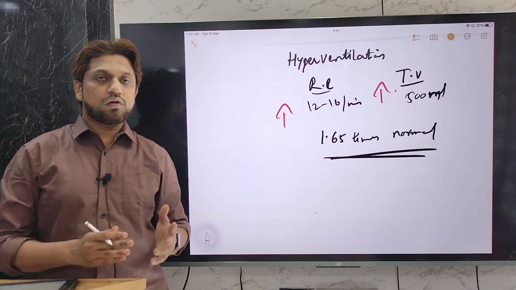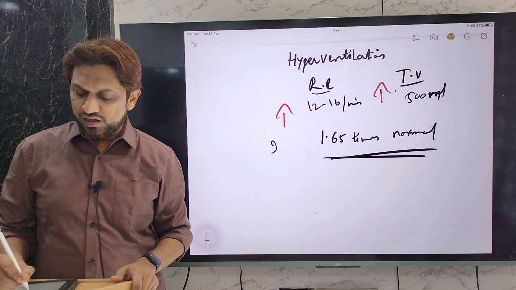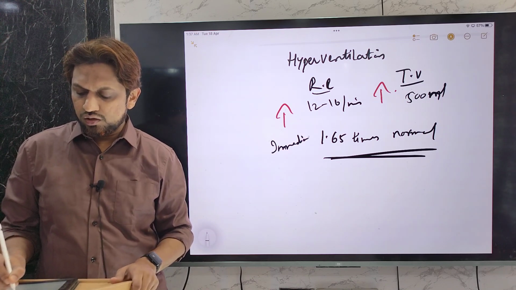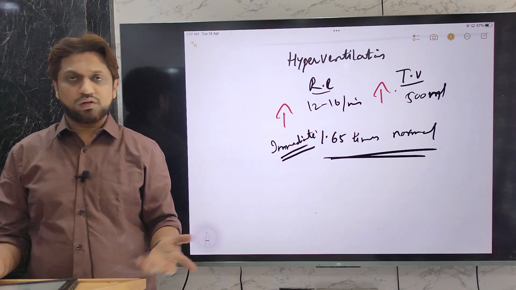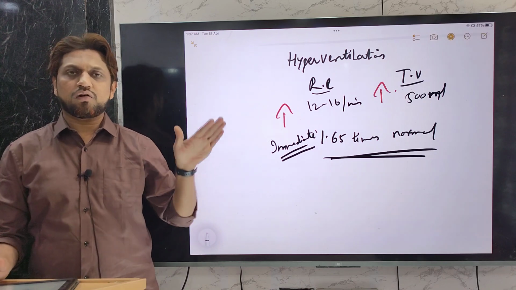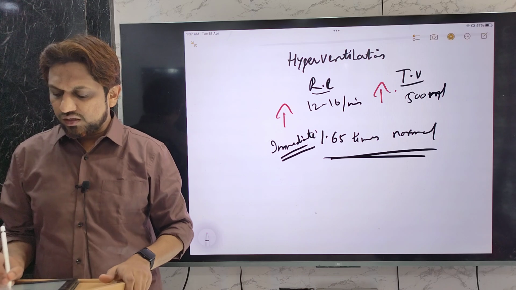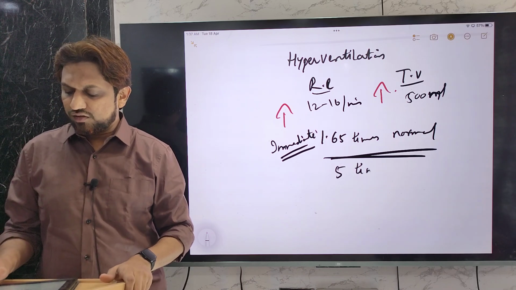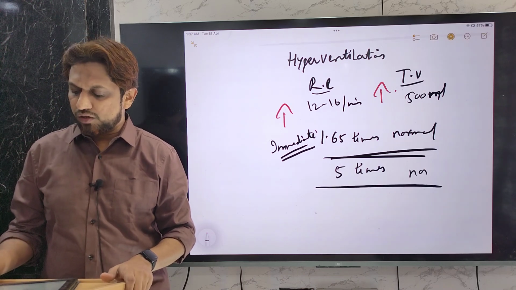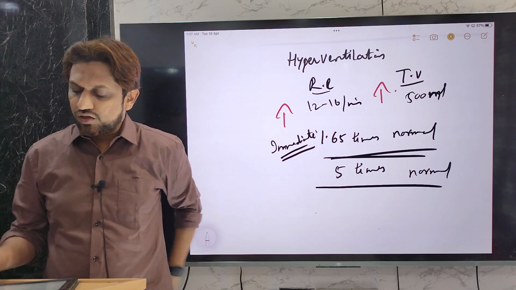Immediately when someone goes to high altitude, the immediate response is hyperventilation, almost 1.5 times. Then if a person stays there at high altitude for some 4 to 5 days or 1 week, the hyperventilation increases, that is, pulmonary ventilation increases to 5 times the normal.